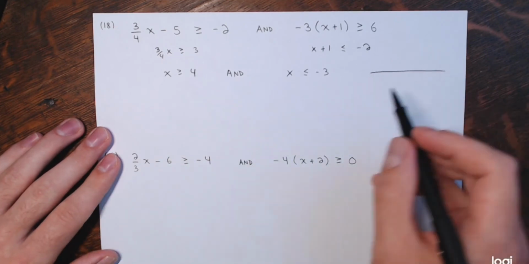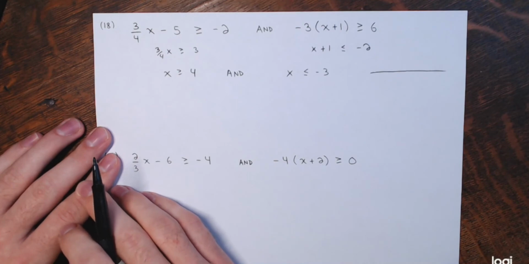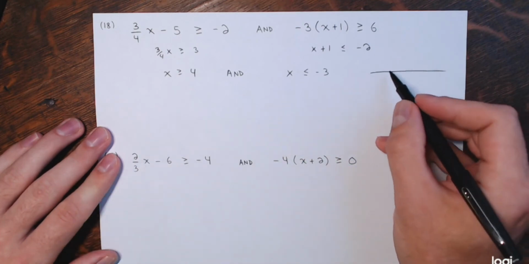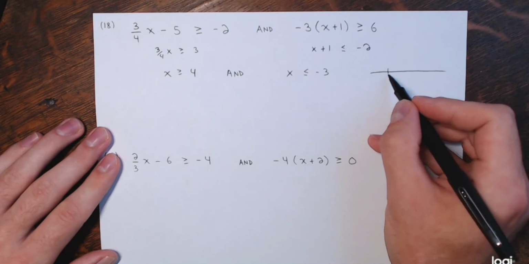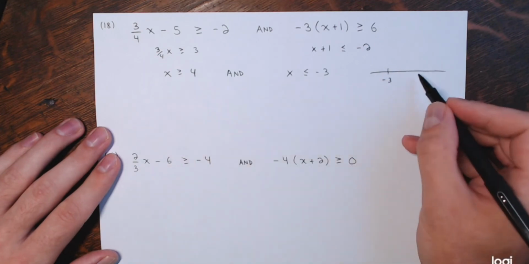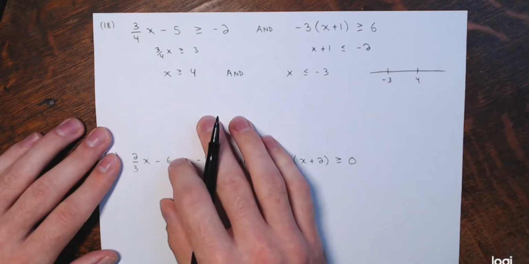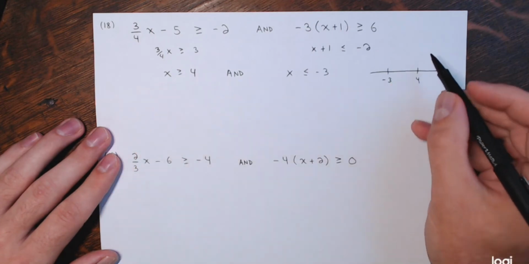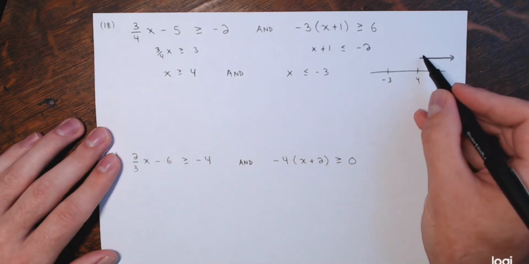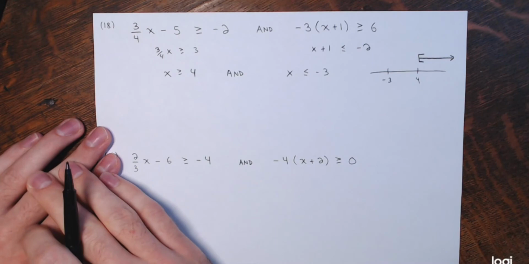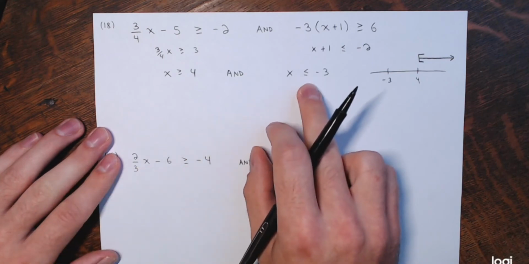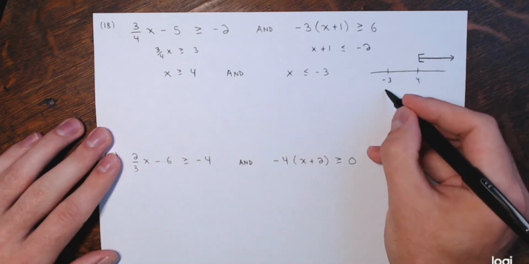And off to the side, I'm going to make a rough graph where I put both of them on the same number line. The numbers mentioned are -3 and +4. X is greater than or equal to 4. I'll put that on top. That's these numbers. x is less than or equal to negative 3. I'll put that on bottom. That's these numbers.